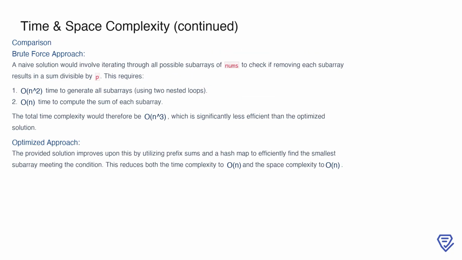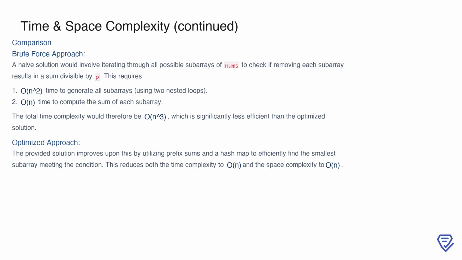When comparing the optimized solution to a brute force approach, the difference in efficiency becomes clear. A naive solution would involve iterating through all possible subarrays of nums to check if removing each subarray results in a sum divisible by p. Generating all subarrays through two nested loops would take O(n squared) time, and computing the sum of each subarray would add another O(n), leading to a total time complexity of O(n cubed).